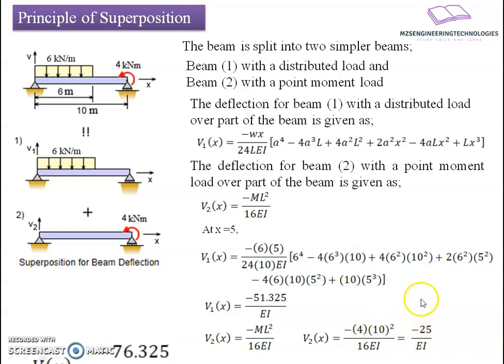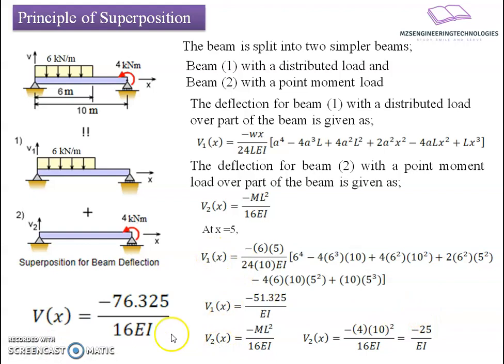And lastly, I will add this V1x and V2x to get the total displacement at this point B. So Vx is equal to minus 76.325 divided by EI. This 16 will not come, it's by mistake. So you don't consider the 16 here, the resultant is minus 76.325 upon EI.